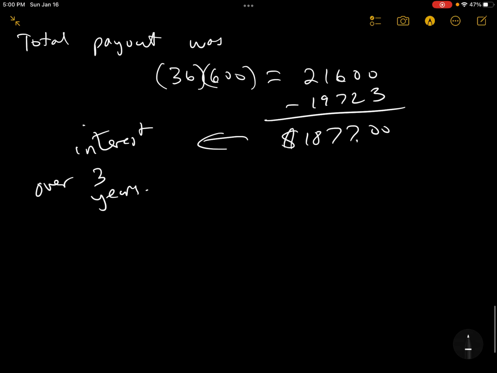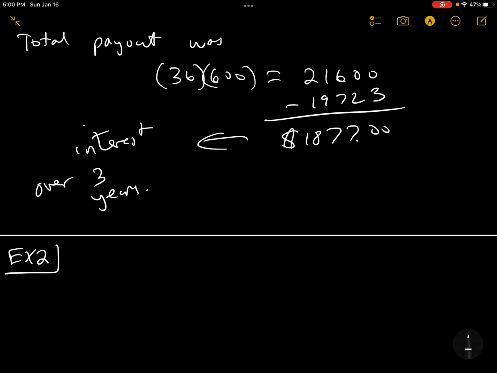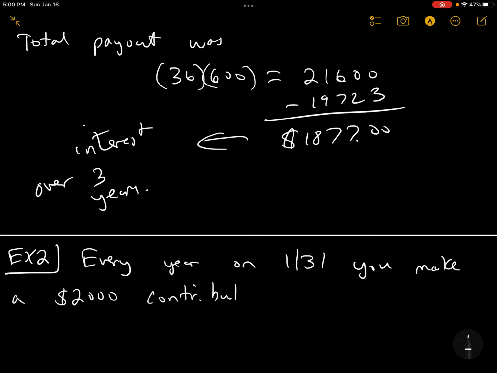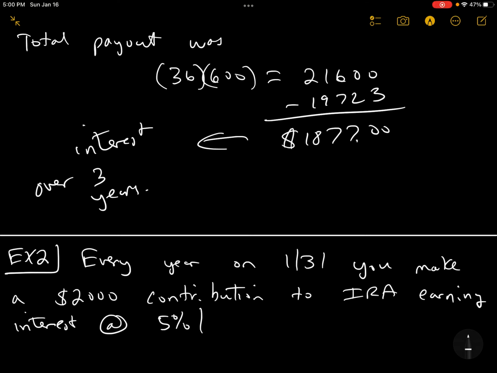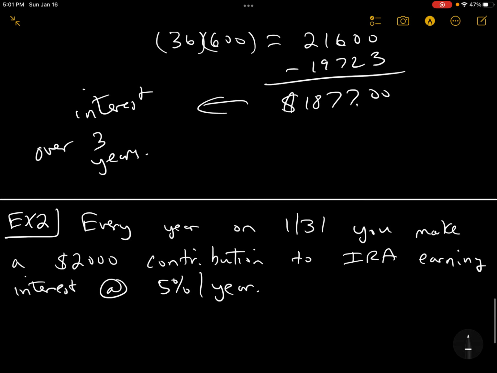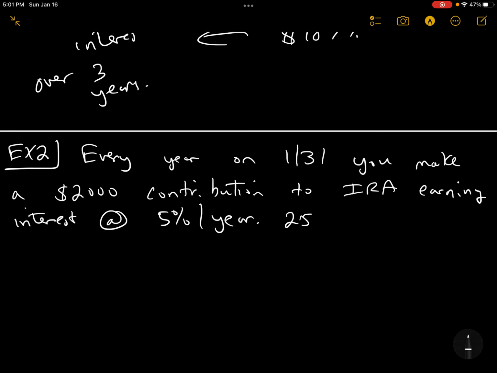Okay, let's do another example. So let's say every year on January 31st, so the first pay period after the start of the year, you make a $2,000 contribution to an IRA, which is earning interest at 5% per year. So assuming you work for this company for 25 years before retirement.